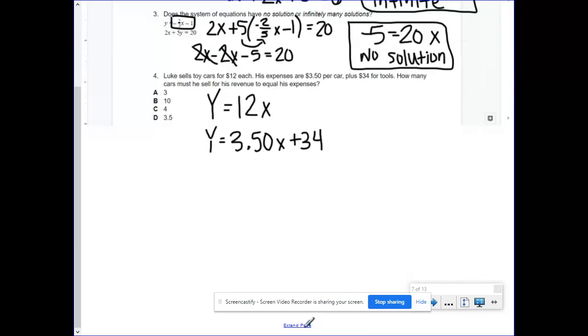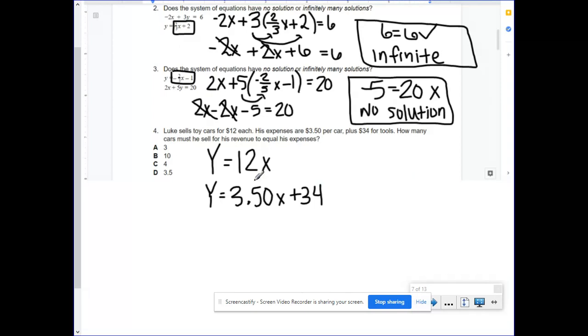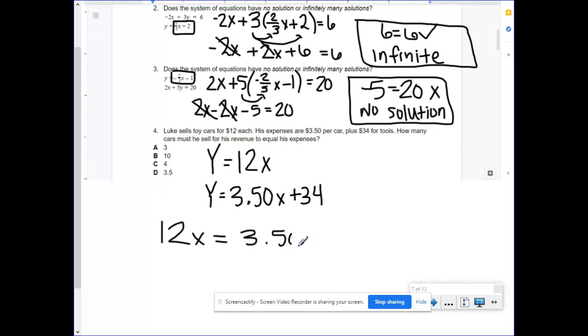The top equation talks about how much money he's making. The bottom equation talks about how much money he's having to spend for each car. We're going to set the end of each equation equal to each other. So 12x equals 350x plus 34.